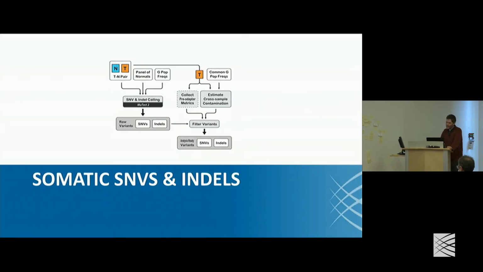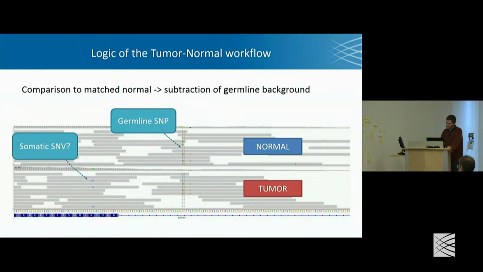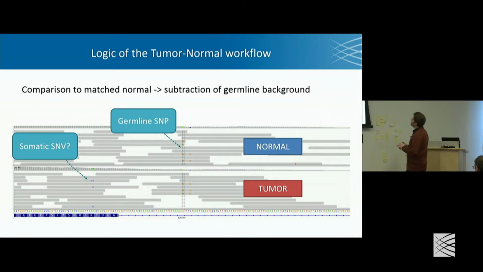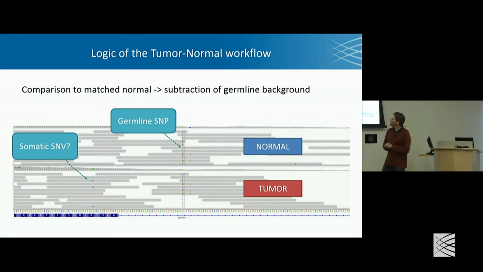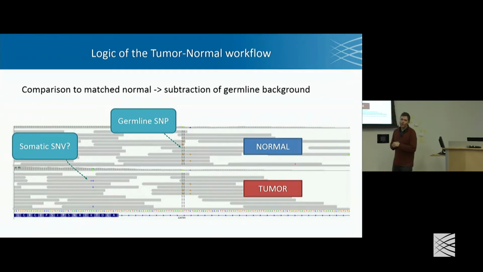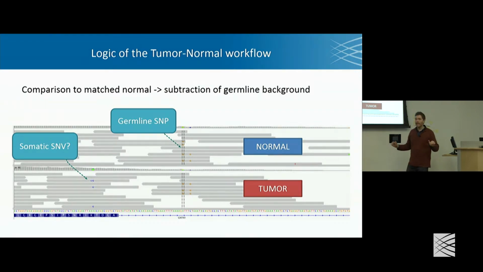So let's start with somatic SNVs and indels. Here's the logic of a tumor-normal workflow. Now, just to be clear, because I don't know that this is in the slides, you can do tumor-only calling for small variants, but there are disadvantages to doing that. You will have a higher false positive rate. I can pretty much guarantee that. But if you don't have a matched normal, I would recommend doing tumor-only.